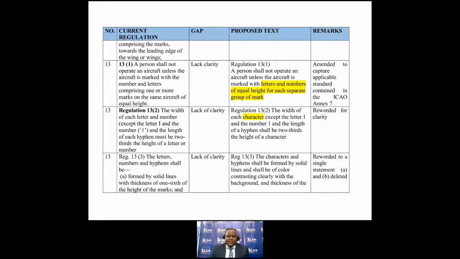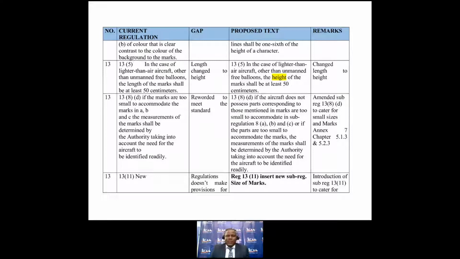Regulation 13 also is reworded for clarity, to a single statement, and we have combined A and B, and therefore Part B will be deleted by this amendment, and now reads, the characters and hyphens shall be formed by solid lines and shall be of color contrasting clearly with the background, and thickness of the lines shall be 1/6 of the height of a character. So we have combined the previous A and B to become one statement.